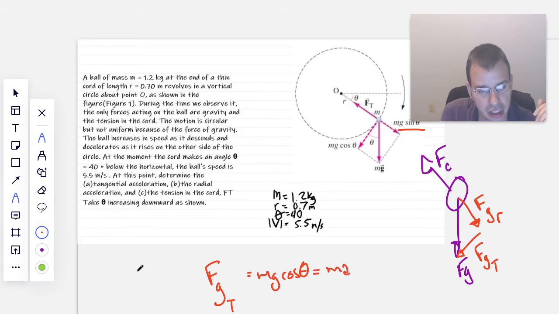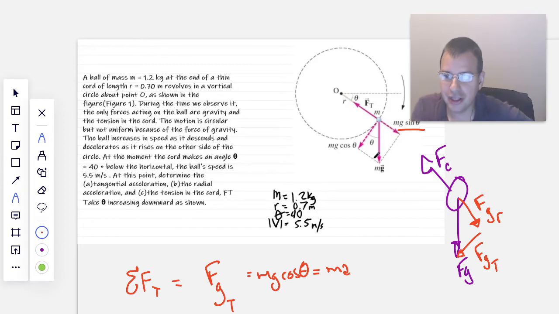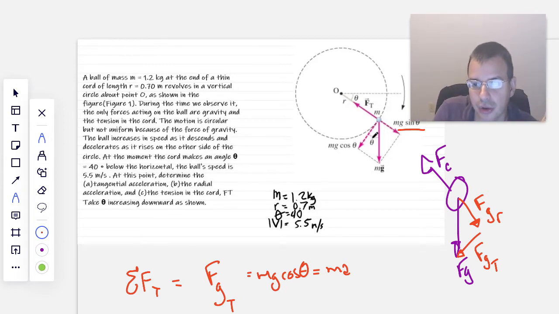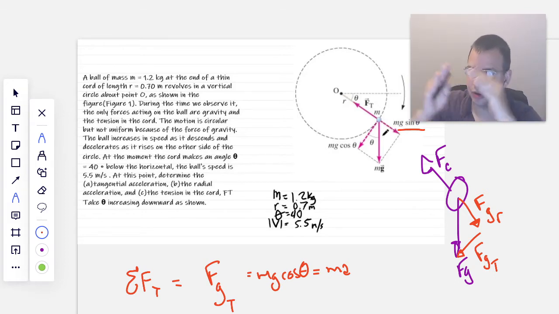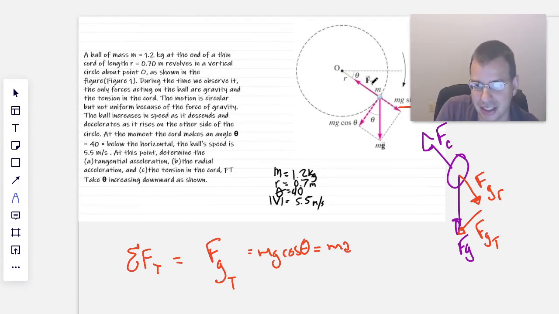So this is the sum of all forces in the tangential direction. We only have one force in the tangential direction, because really here we only have three forces. We have force gravity tangential and force gravity radial, which is one force but is broken up into two components. And then we have force tension here, which is always going to be radial. So we have the sum of all forces in the tangential direction. I know it gets kind of confusing because they use that T. I'm going to write that as C for centripetal, but you get the idea.